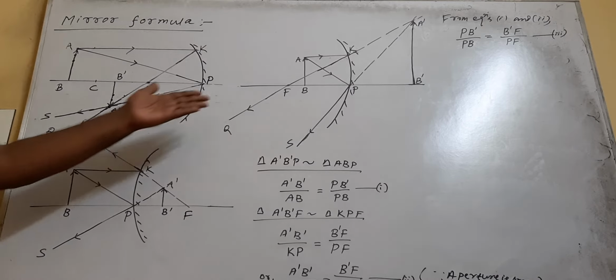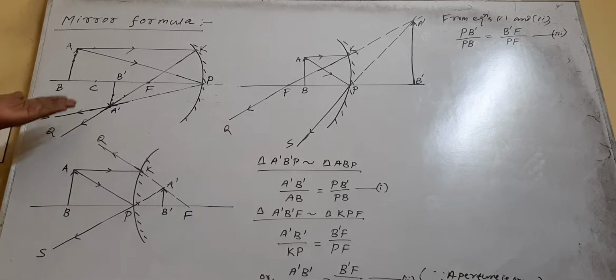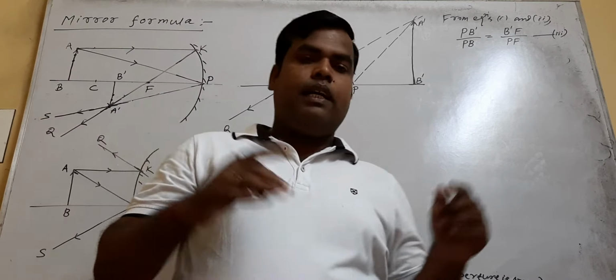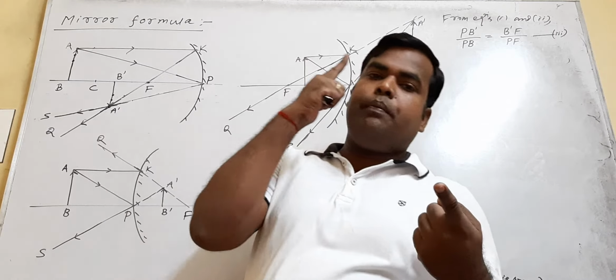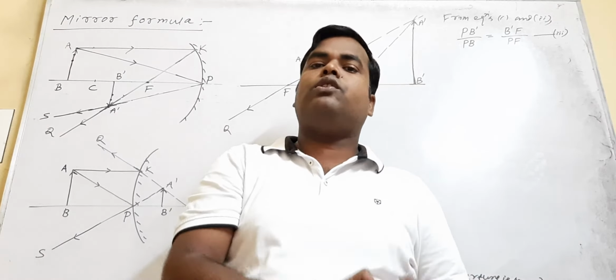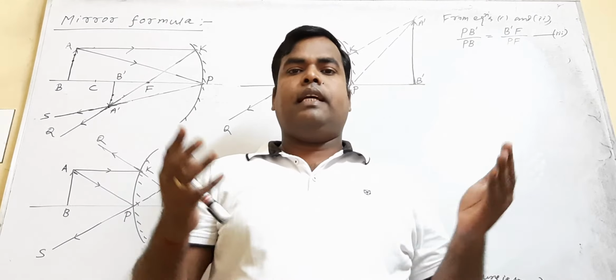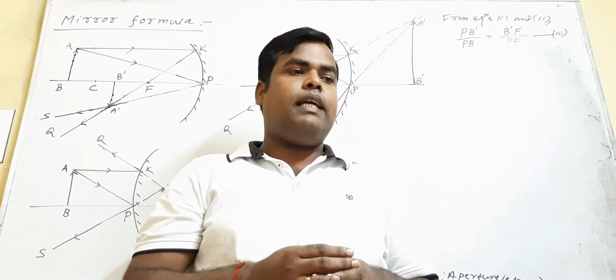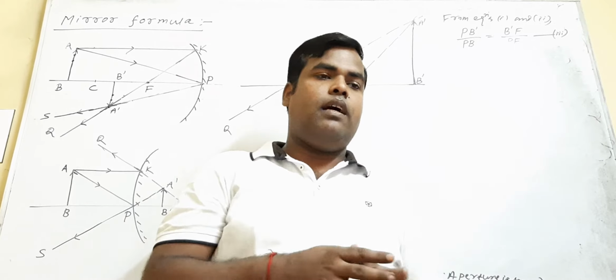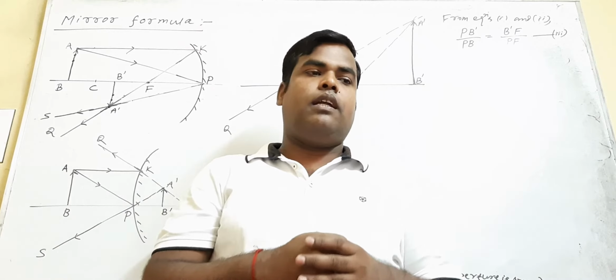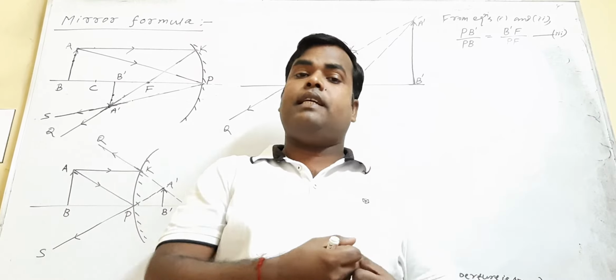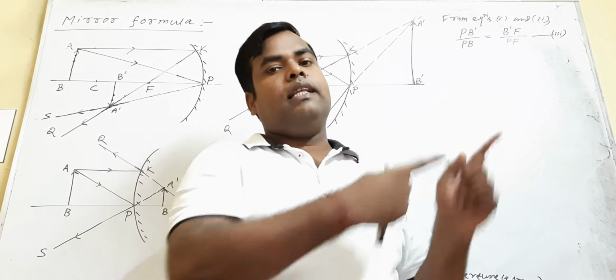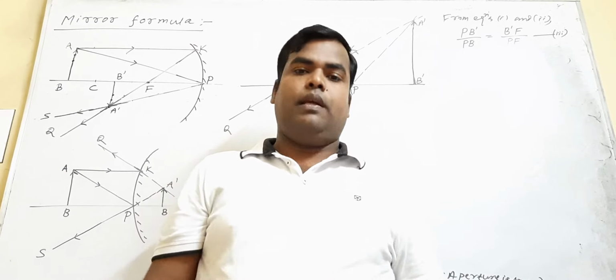So now come to this figure. Now why is it called a real image? Already told, if the reflected rays actually meet each other to produce an image, then the image is called a real image. If the reflected rays after reflection from the mirror diverge from each other, and they have to be produced backward to get the image, then the image is a virtual image.